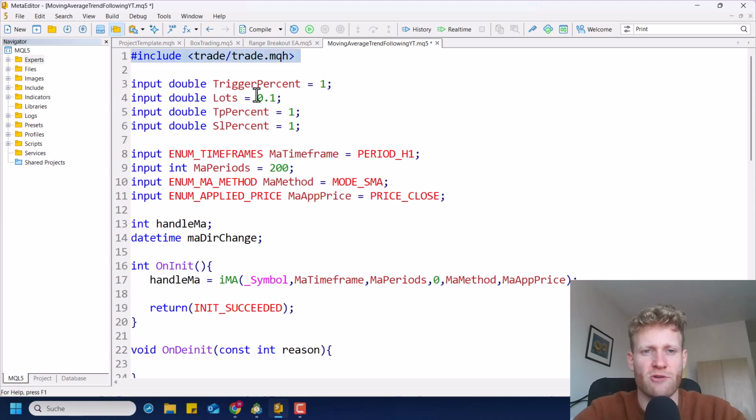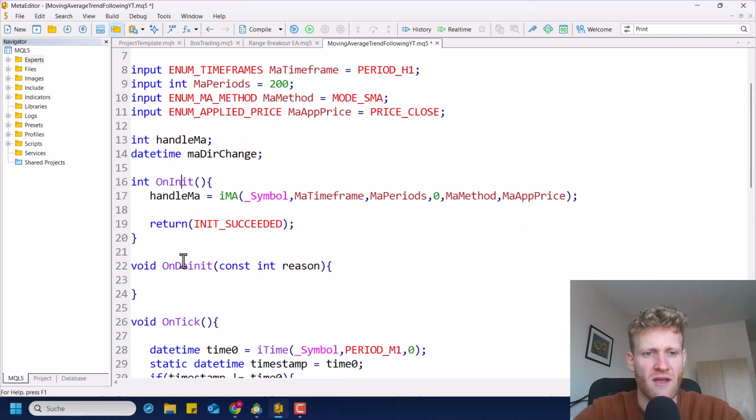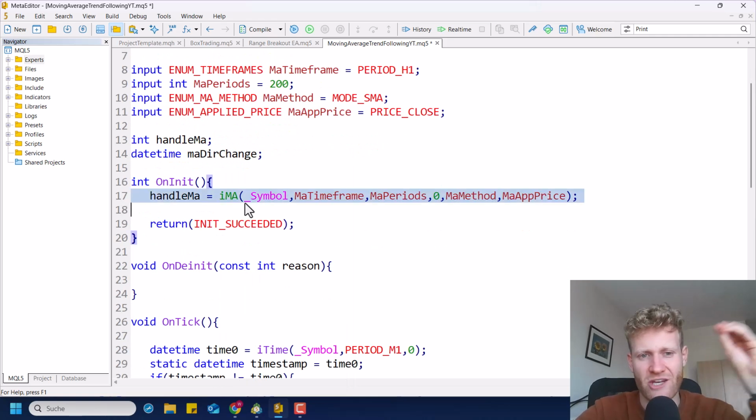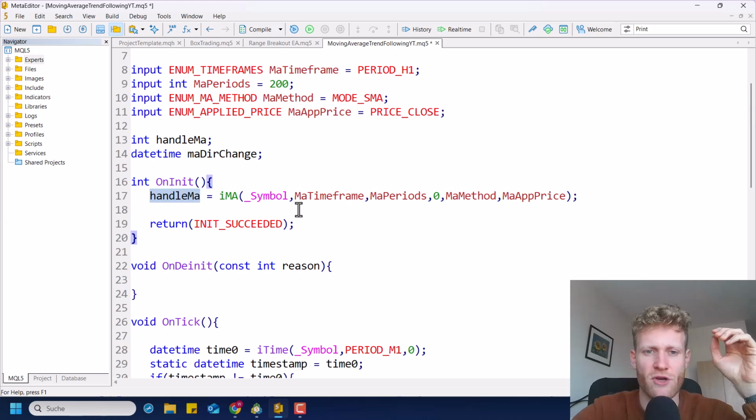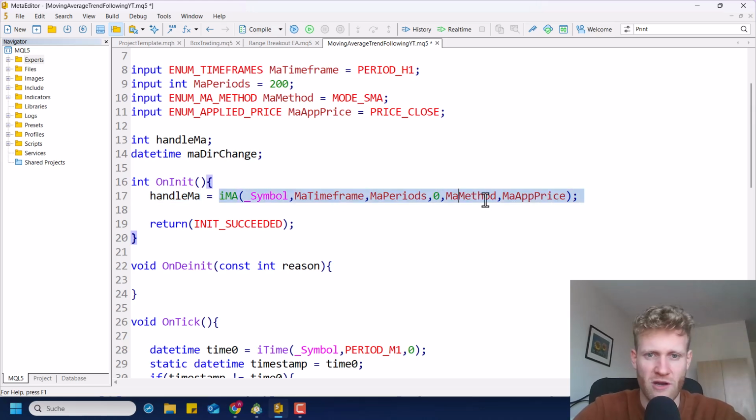We included the Trade.mqh file because we needed to open positions. We created a bunch of inputs for the trigger and how the positions should look. Then we created a bunch of inputs for the moving average. We then created two global variables, one for the handle, one for the MA direction change. And then in the OnInit function, we initialized our handle for the moving average, so the computer knows exactly what specific moving average we want to work with.